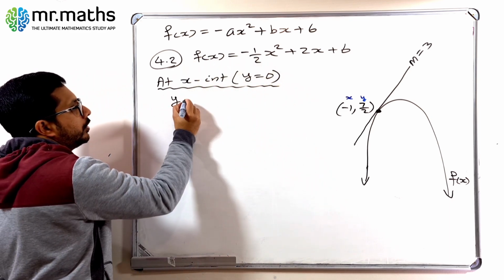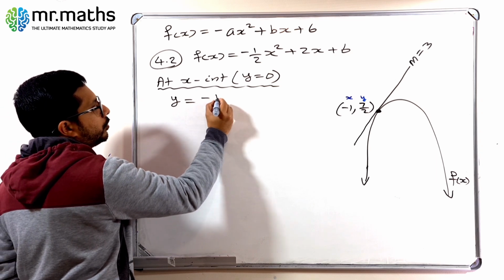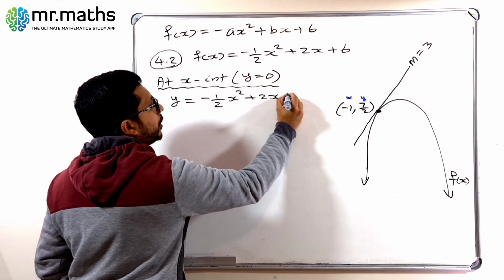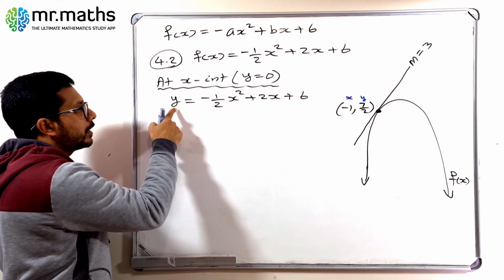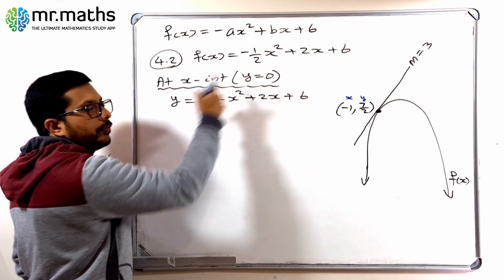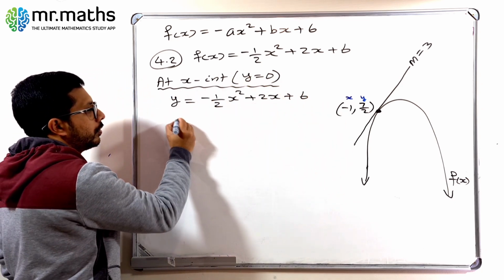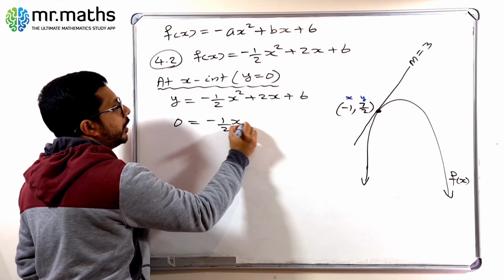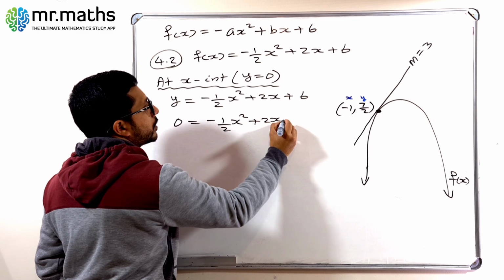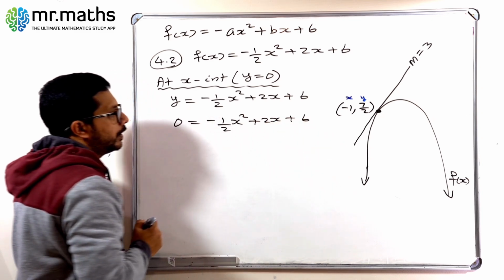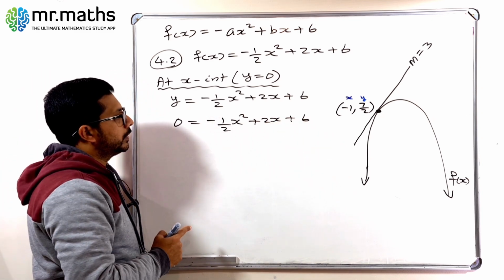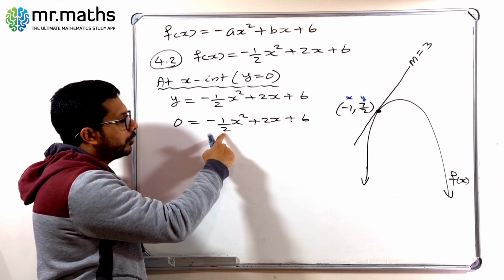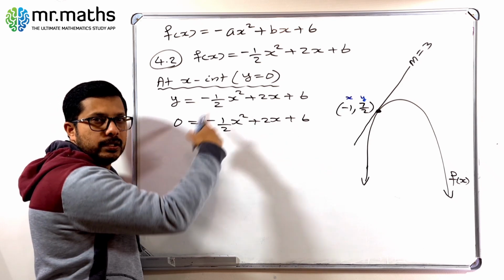So let me write that equation once more. y is equal to minus half x square plus 2x plus 6. So what is the y value? At the x-intercept, y is 0. So 0 is equal to minus half x square plus 2x plus 6. So here first we can avoid this 2. How can you avoid this 2? We have to take the LCM of this one.